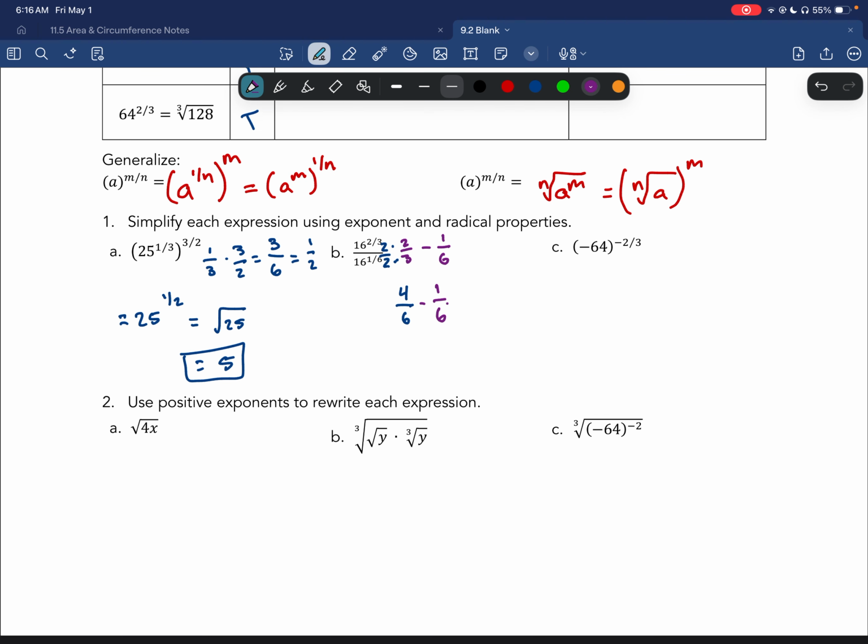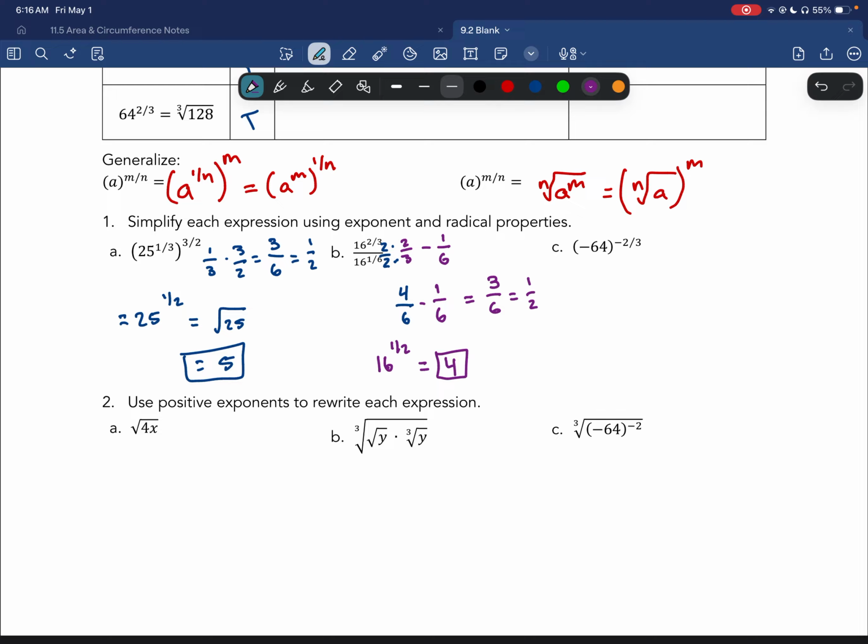4 minus 1 is just 3. So I got 3 over 6. And remember, in addition and subtraction, our denominators never change. 3 over 6 is the same thing as 1/2. So really, I've got 16 to the power of 1/2. Well, power of 1/2 means I'm taking the square root. Square root of 16 is 4. So that is my answer.